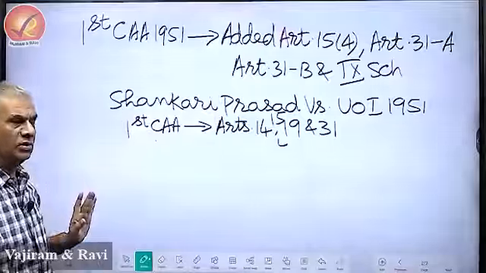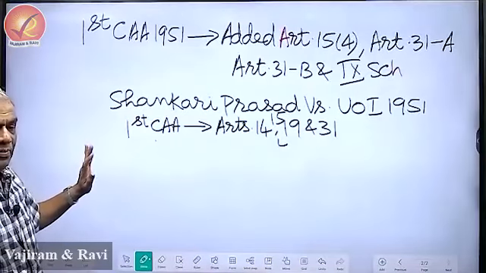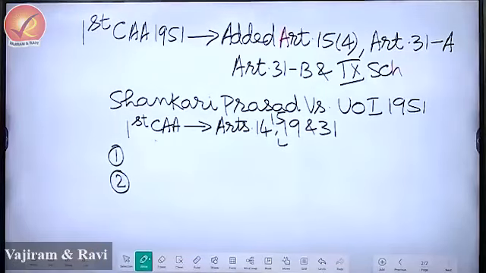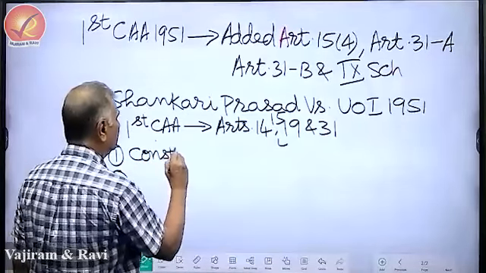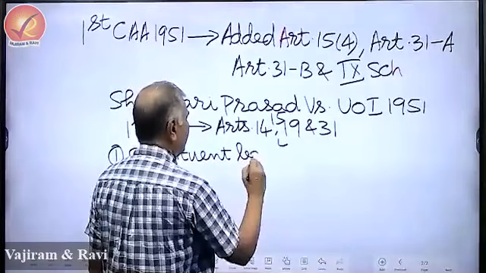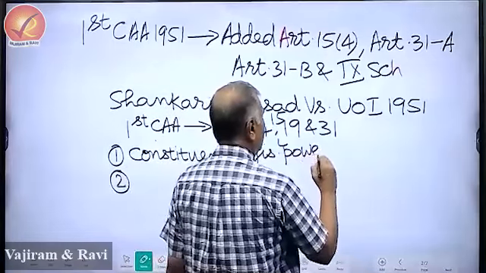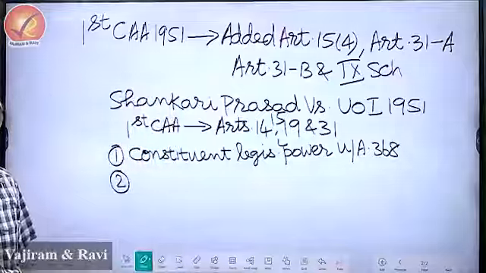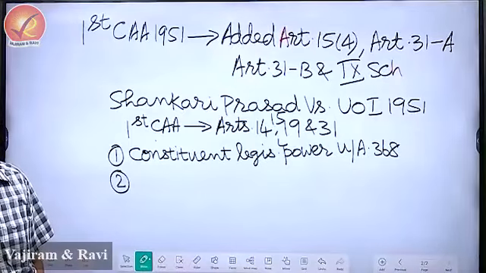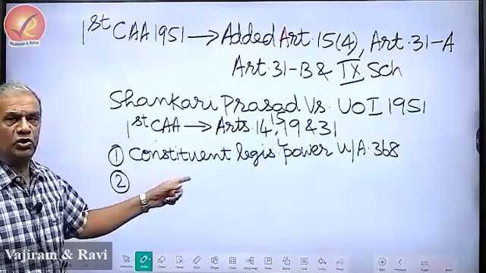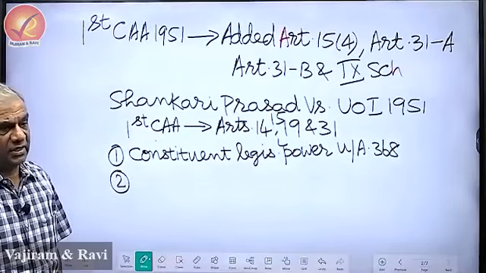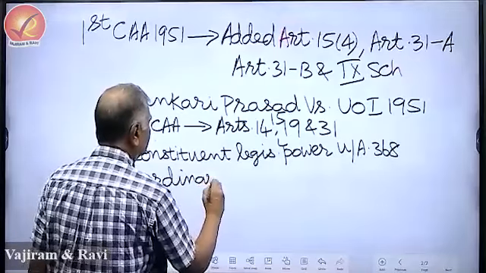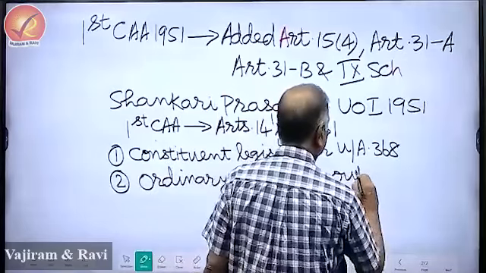Now, what was the decision of the court? In Shankari Prasad case, the Supreme Court stated that under the Constitution, the Parliament enjoys two types of legislative power. One is known as the constituent legislative power under Article 368. So, the Parliament enjoys two types of law-making power. Legislative power means law-making power. The first type is constituent legislative power given under Article 368. The second is ordinary legislative power outside Article 368.